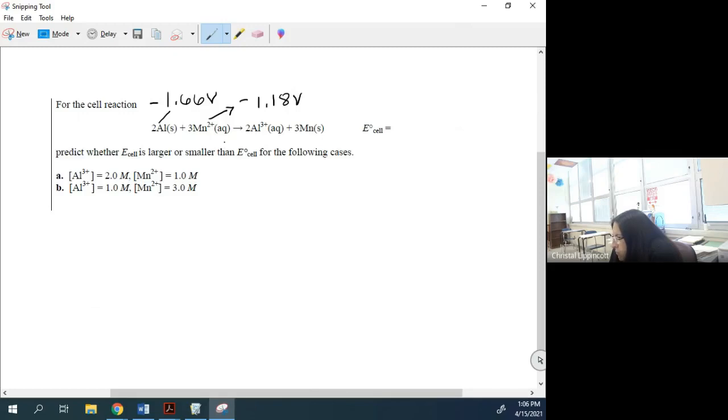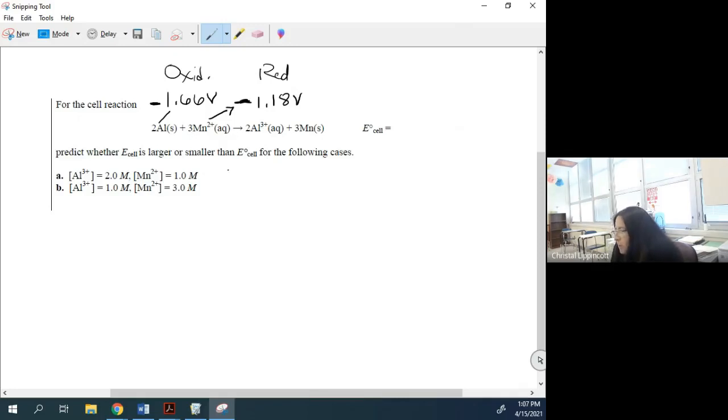Aluminum is what? Reduction? Really? No, it's more. Which one is closest to 0? This one is. This one's furthest away. These are both negative values. So that means that this one's reduced. Yes. And this one's oxidized. I thought it said 188, not 118. It's negative. Okay.